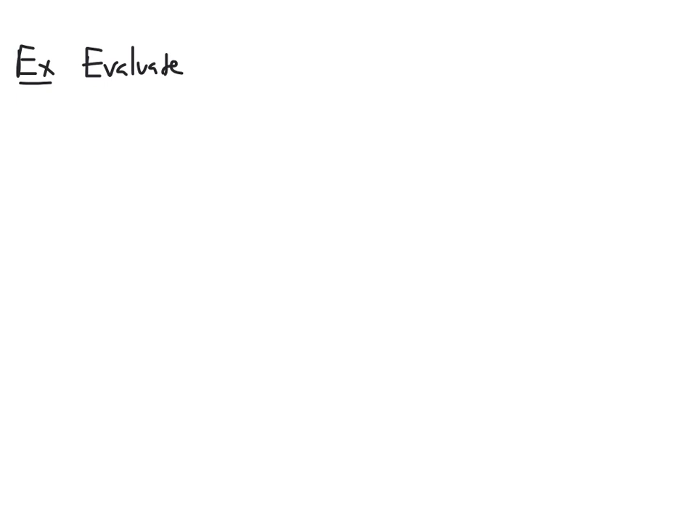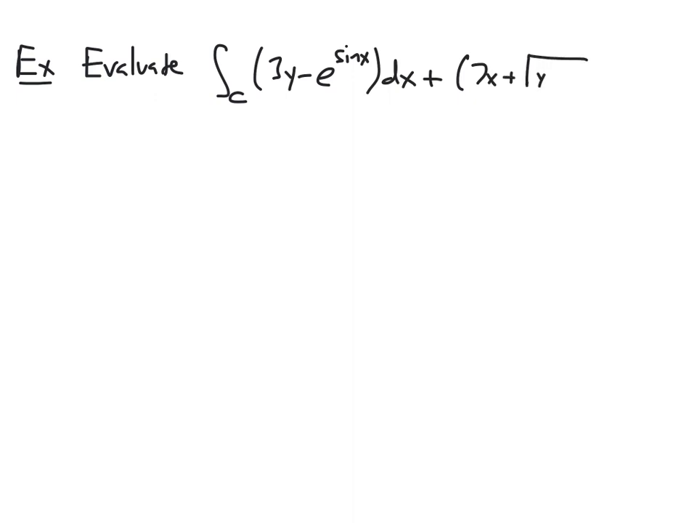Let's say we want to evaluate the line integral over curve C of 3y minus e to the sine x dx plus 7x plus the square root of y to the fourth plus 1 dy. I know this is a little hard to read here. That exponent in the second term is y to the fourth, not y to the ninth.